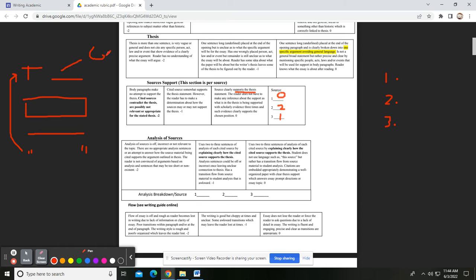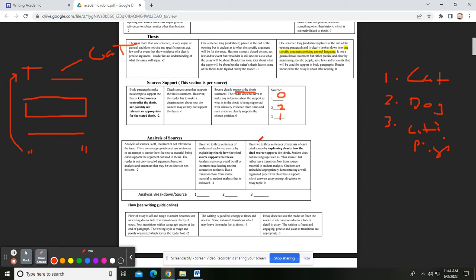So if in your thesis, you say you're writing about cats, and source 1 is about cats, source 2 is about dogs, and source 3 is about cats and pigs, let's say, I'm looking to see if there's a connection. Do the sources clearly support what you're claiming in your thesis? Yes or no? I will then look at your analysis.